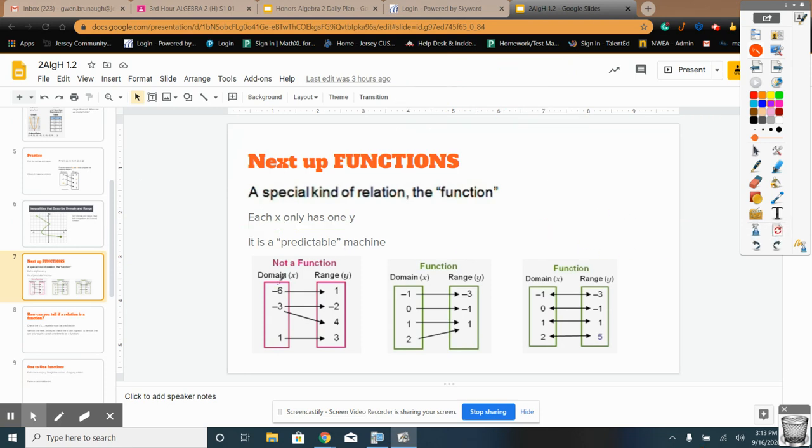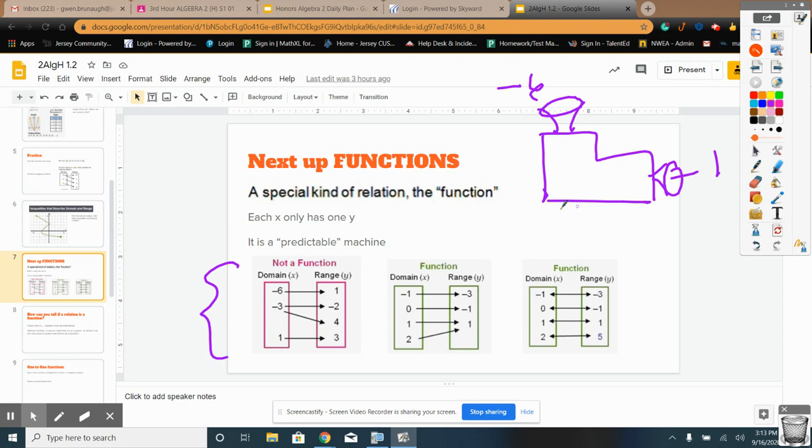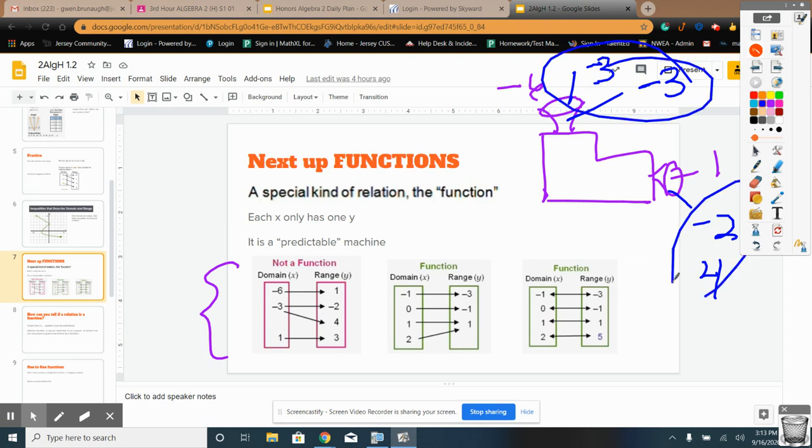Now, this is an example of not a function. And the reason it's not a function is because when I plug in -6, it shoots out 1. So far, so good, not a problem. But look what happens when you plug in -3. If Mrs. Bruno plugs in -3, it shoots out a -2. Then Mrs. Thurston comes along and she plugs in the -3 and it shoots out a 4. This x has 2 different y's, so it's not a function.